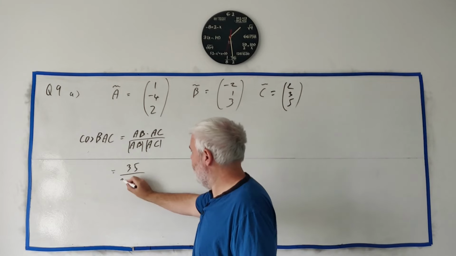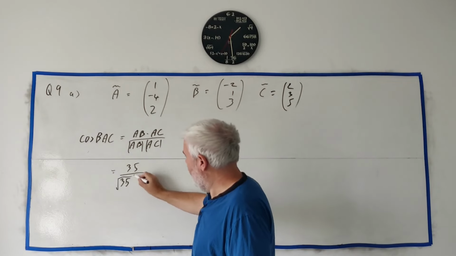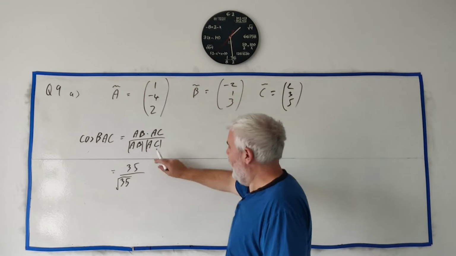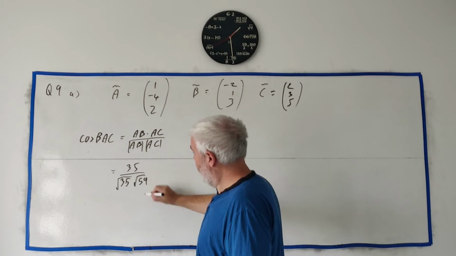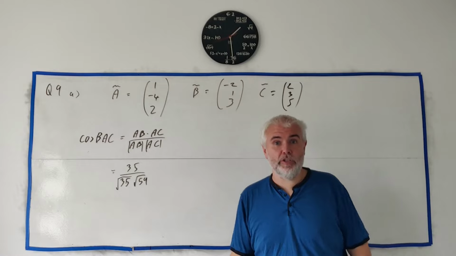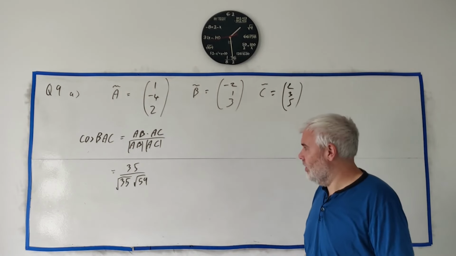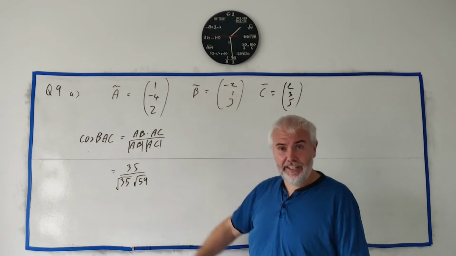The length of AB was, I might have mixed these up, but one of them was the square root of 35 and the other one was the square root of 59. That's it. That's pretty much your full marks. That's an exact answer. You probably could divide these.